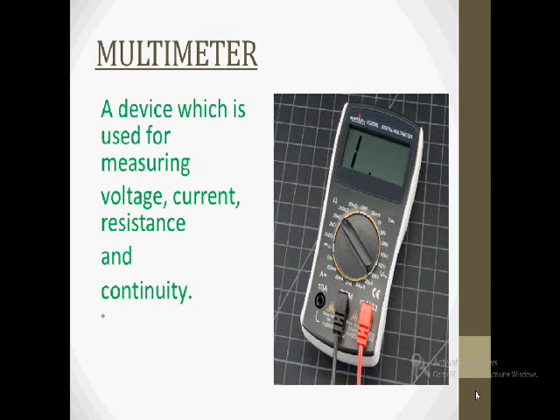In previous days, for measuring the different parameters such as voltage, current and resistance, we had different meters. For example, for voltage we have voltmeter, for current we have ammeter and for resistance we have ohm meter. This is the only meter that can measure all these things. So that's why it is known as multimeter.